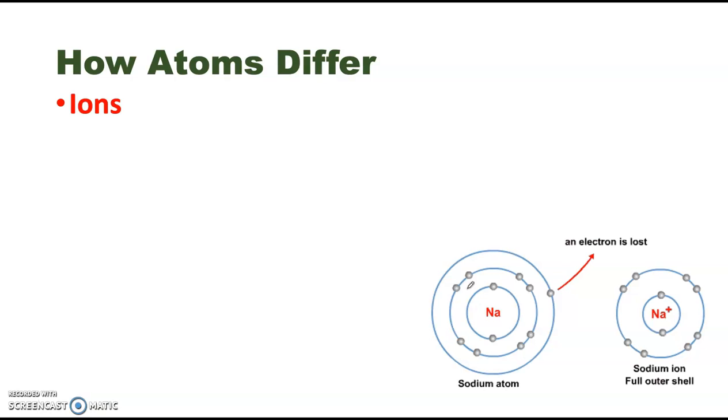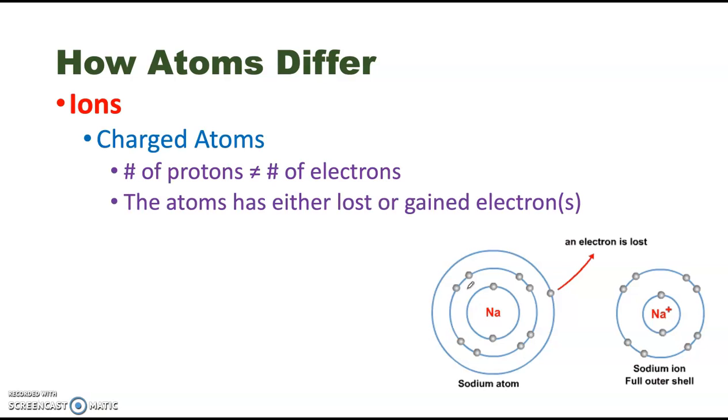Now ions. An ion is an atom that's basically charged. Unless I say otherwise, you'll assume that an atom is neutral, it has 0 charge. If I write a charge on it, then it's called an ion. What this means is that the number of protons does not equal the number of electrons. There's a different number of them. We'll assume that they're equal unless I say otherwise. If it's not equal, that means that the atom has either lost or gained electrons.